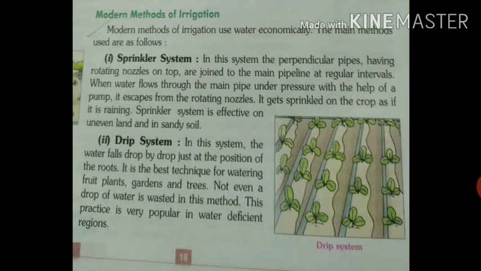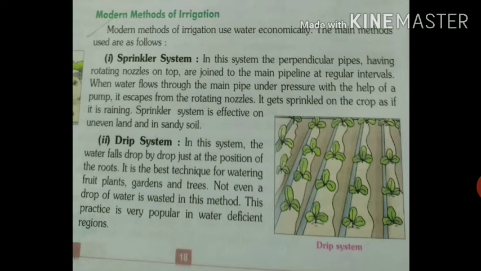Now second we have the drip system. In the drip system, there is a network of narrow pipes or tubes with small holes in the fields. When water flows through the narrow pipes, it falls drop by drop at the position of the root of the plants. This water is absorbed by the soil in the root zone of a plant and utilized by the plant. There is no runoff or wastage of irrigating water. So in drip irrigation system there is no wastage of water. Drip system is the best technique for watering fruit plants, trees and gardens.